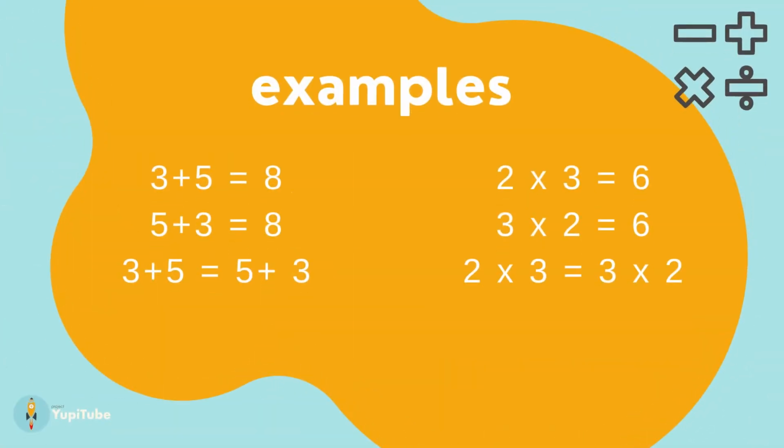For example, 3 plus 5 is equal to 8. 5 plus 3 is equal to 8, which means 3 plus 5 is equal to 5 plus 3. Another example, 2 times 3 is equal to 6. 3 times 2 is equal to 6, which means 2 times 3 is equal to 3 times 2.